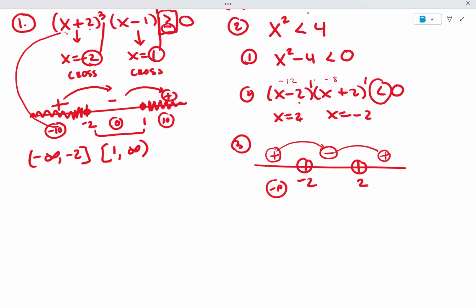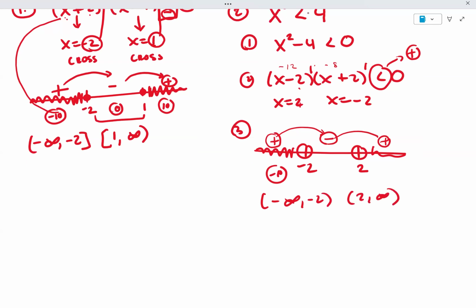Now, where am I greater than 0 is where the number line is positive. And that's happening from -infinity to -2, and then from 2 to infinity.